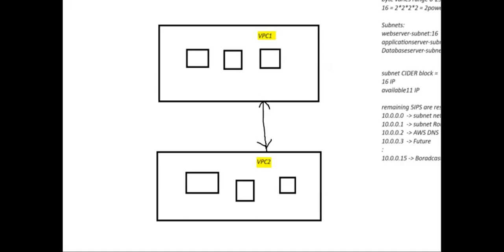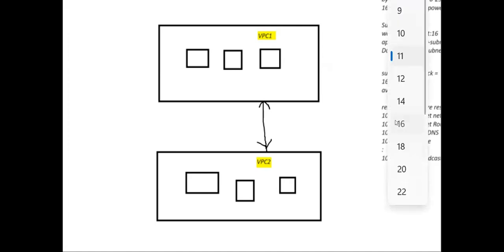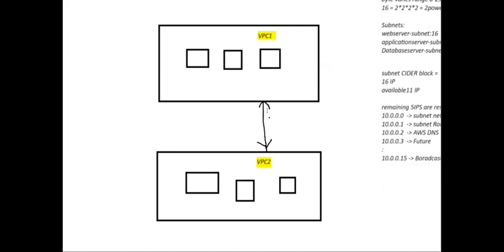So let's say I created a VPC peering between these two VPCs. By using this VPC peering, can I communicate between the resource present in VPC1 and the resource present in VPC2? Yes, you can communicate with the resource present in VPC1 with the resource present in VPC2.